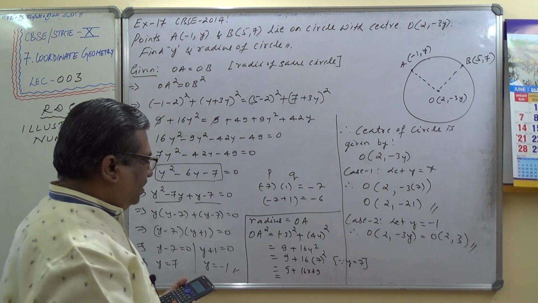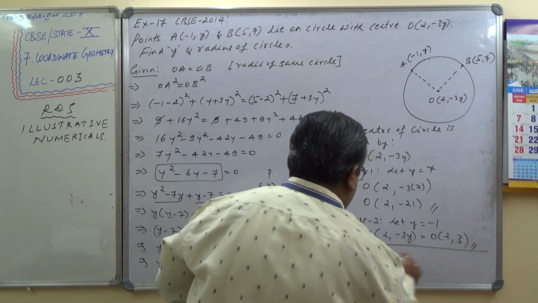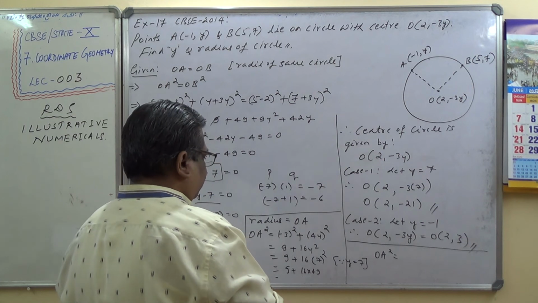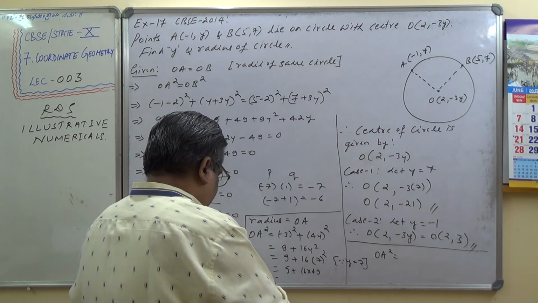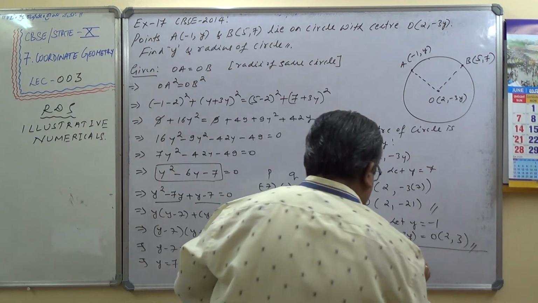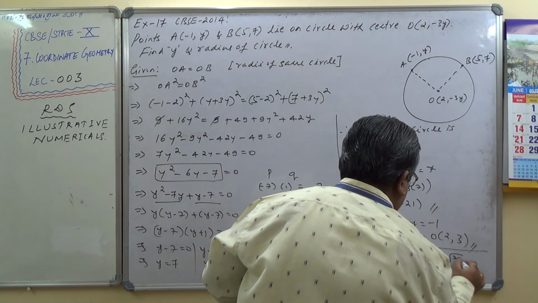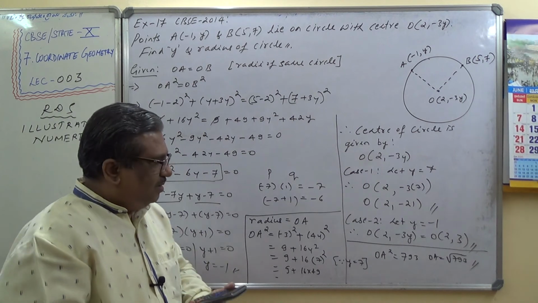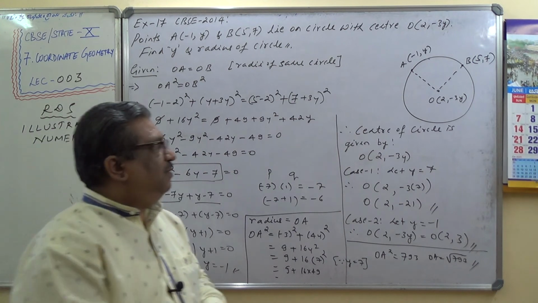28.16. OA square is equal to 793. Therefore OA is equal to under root of 793 units, is what I'll get. That's all. Nothing is required to be further simplified. So I'll write here for your information.